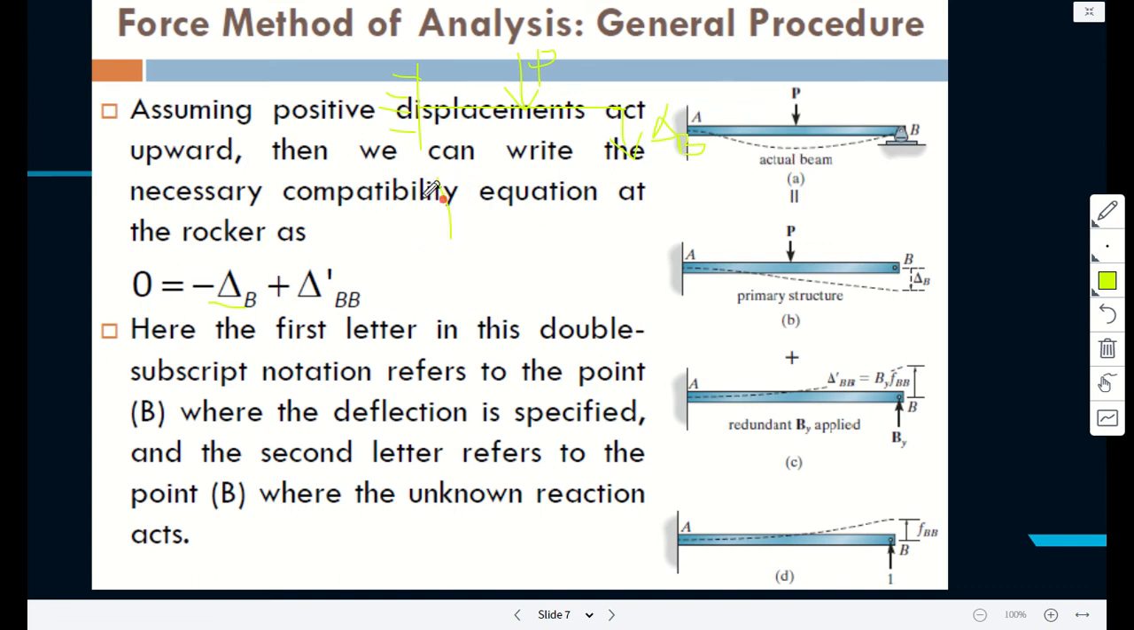For example, I believe you should know that if the load were here, then that displacement would be PL cubed over 3EI. You should know that. Even if it's not at the edge, as long as you know this distance A and distance B, you should be able to get the displacement. This is what we are talking about. So from there you know that value, and so the first letter in this double subscript notation refers to the point where the deflection is specified. The second letter refers to the point where there is a reaction. Okay, this is just some notation to make this easy to grasp.